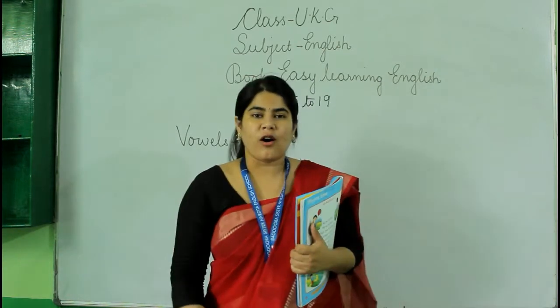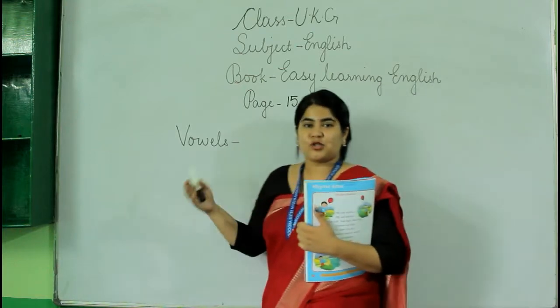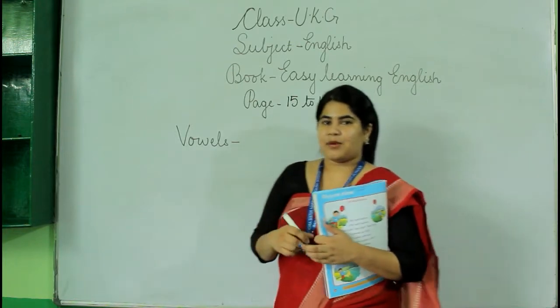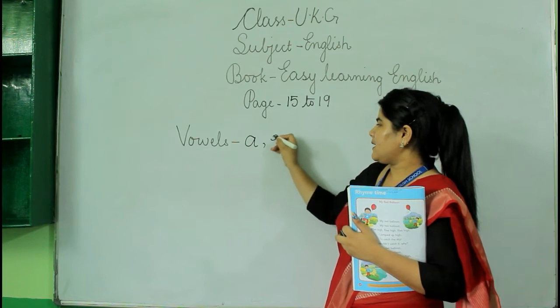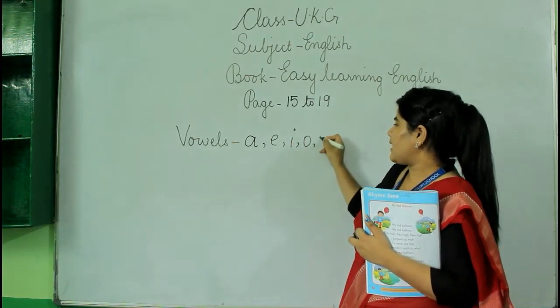I hope that you all know what vowels are, as you have already learned in your previous junior classes, right? But then also today we will be doing a recap. Okay, vowels are A, then E, then I, O, then U.